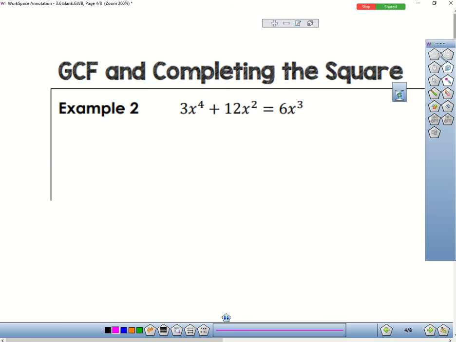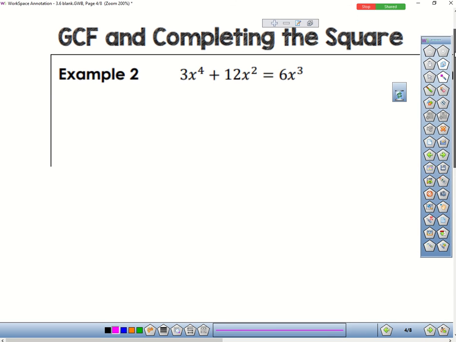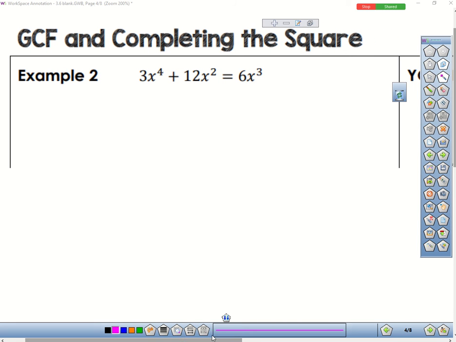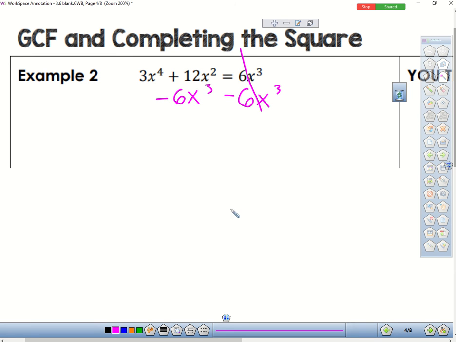Now we're going to try some GCF and completing the square problems. So these are going to require us to find a GCF and then also complete the square. So the first thing you always want to do is get it to one side of the equation. Well, not always, but in most cases you will. So I'm going to subtract 6x cubed on both sides. Now my goal is to write this in standard form. So I'm going to rearrange and put the minus 6x cubed in the middle of these two, like that. So I just subtracted it over, but I arranged it so that it's in standard form.